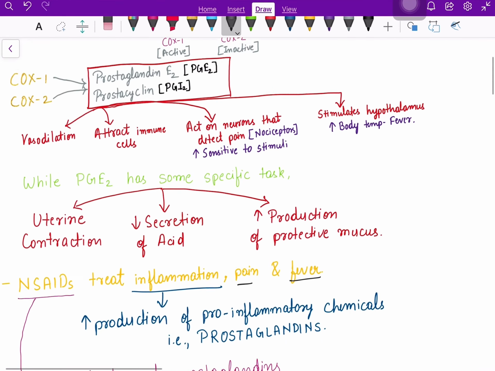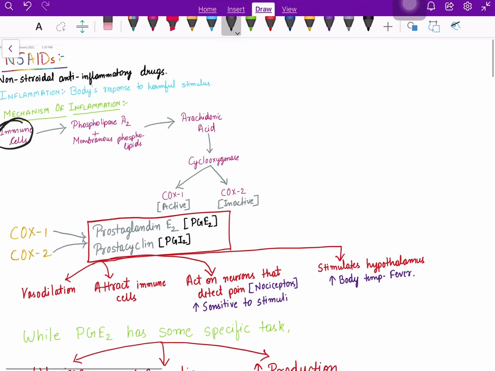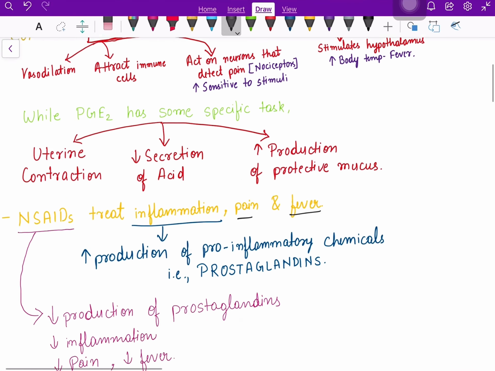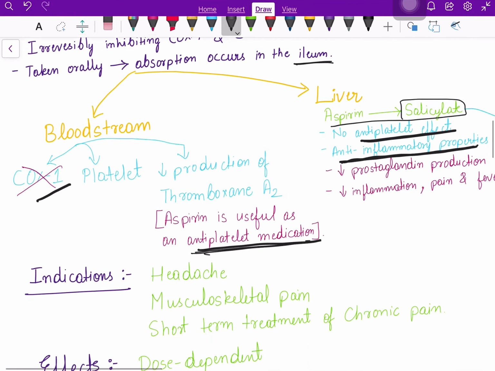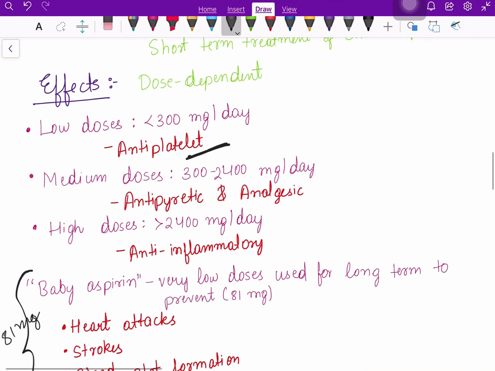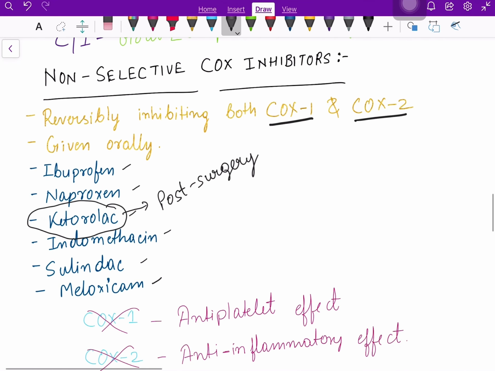I hope it helped you in understanding the mechanism of inflammation, NSAIDs, and types of NSAIDs, and indication, effects, side effects, contraindications. Thank you.